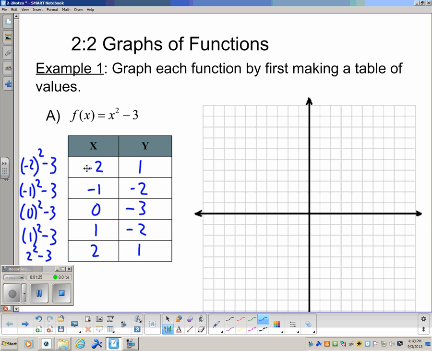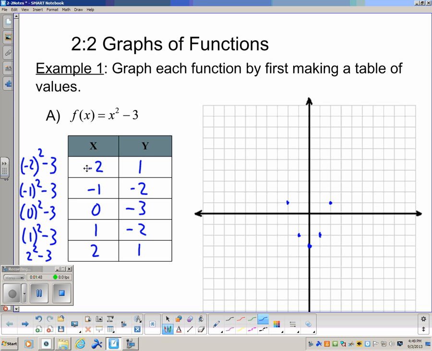Now I'm just going to graph it out. I've got negative 2, 1. I've got negative 1, negative 2. And I've got 0, negative 3. Now don't forget you're doing this on your 2-2 note sheet, so you should have that out and working with me. And I've got 1, negative 2, and I've got 2, 1.